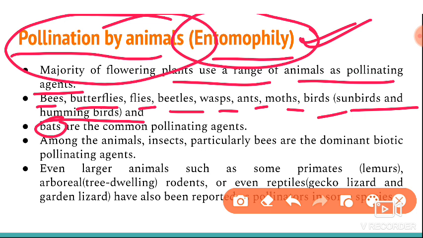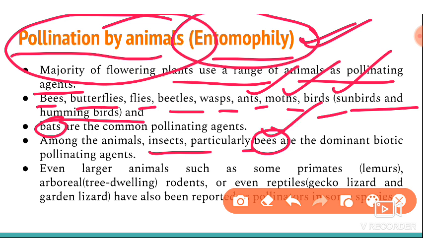Among the animals, insects, and particularly bees, are dominant in case of biotic pollinating agents. Bees are the dominating biotic agents for pollination. Moths can also do the pollination, birds can also do it, and ants can also do it, but their share is very small. Bees do the major pollination.